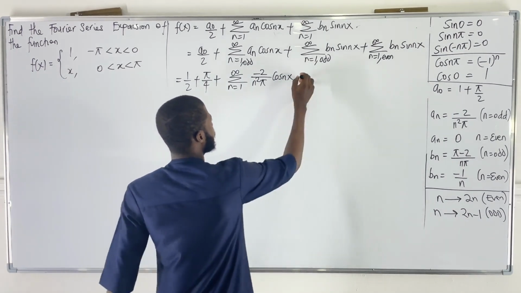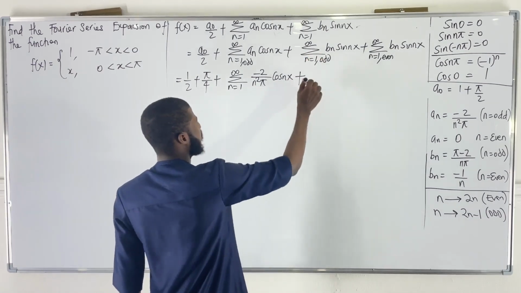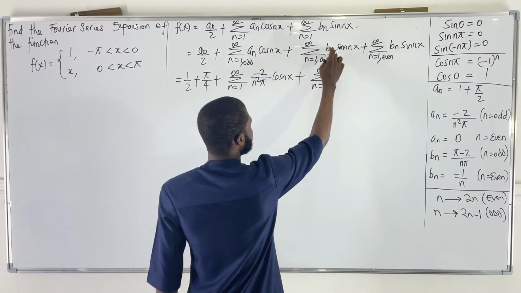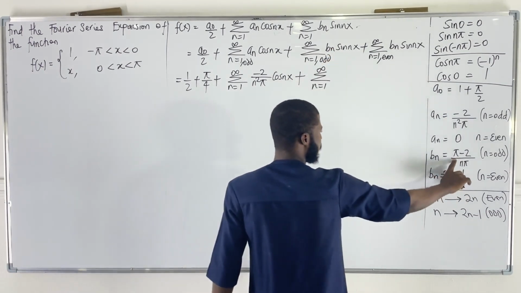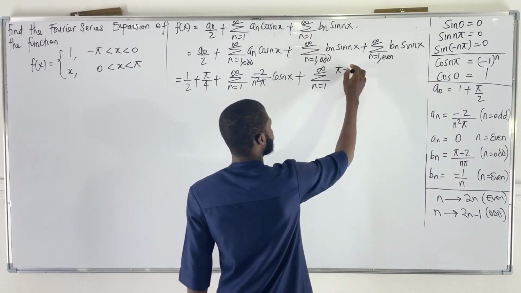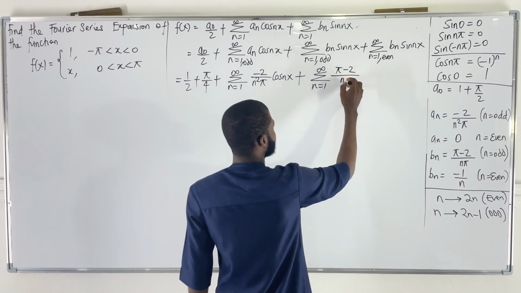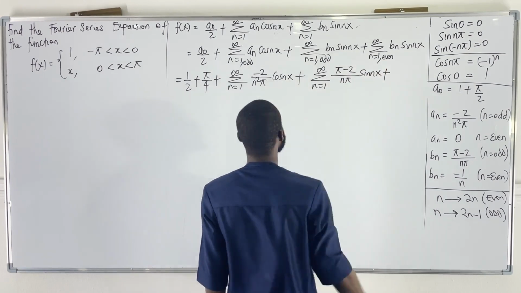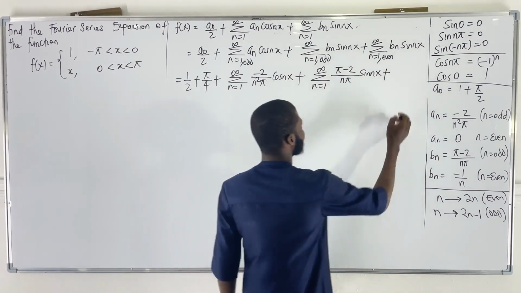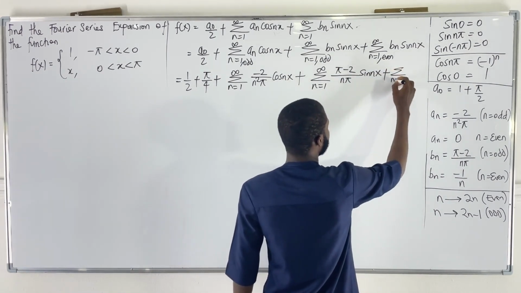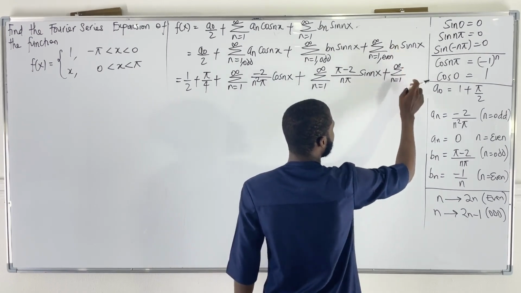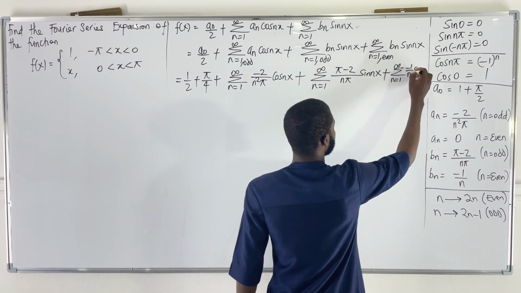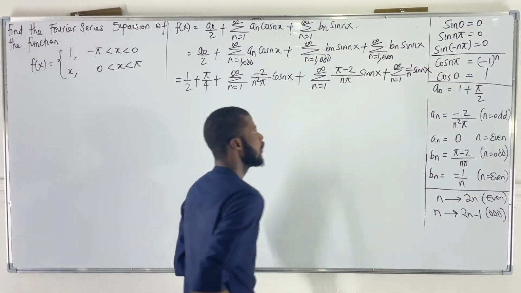And then plus, for this very one, the sum from n equal to 1 to infinity, b sub n when it's odd, b sub n is pi minus 2 over n pi, and then I'm going to put sine nx, plus the sum from n equal to 1 to infinity, b sub n when it's even is minus 1 over n sine nx. All right.